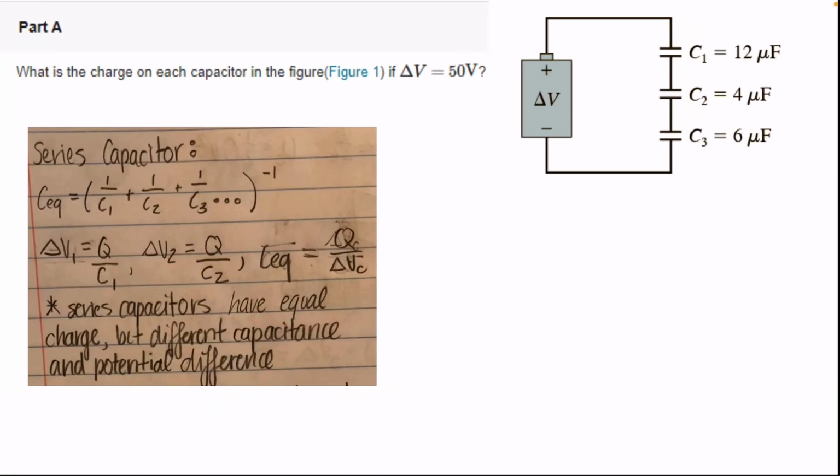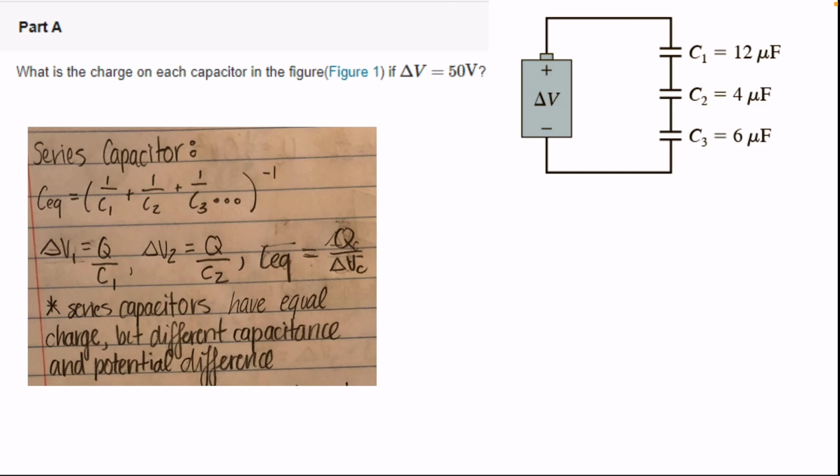Okay, so this problem is asking us several things about the series capacitor on the right, and it gives us that we have a potential difference of 50 volts, and our C1 value is 12 microfarads, C2 is 4 microfarads, and C3 is 6 microfarads.